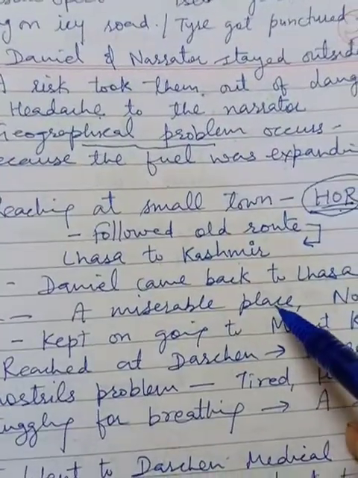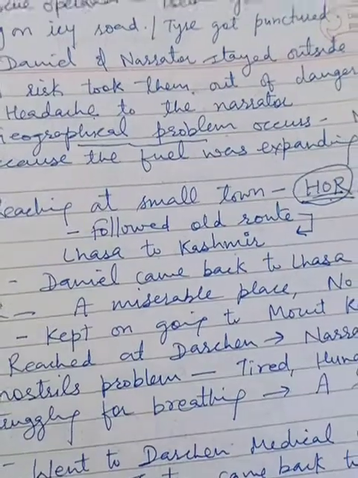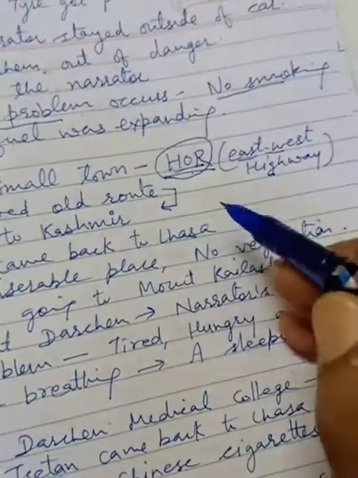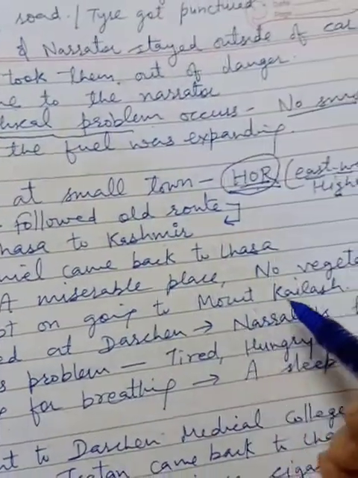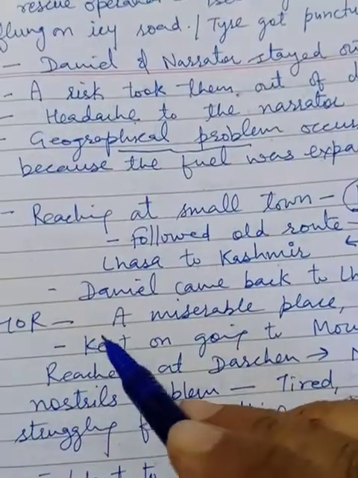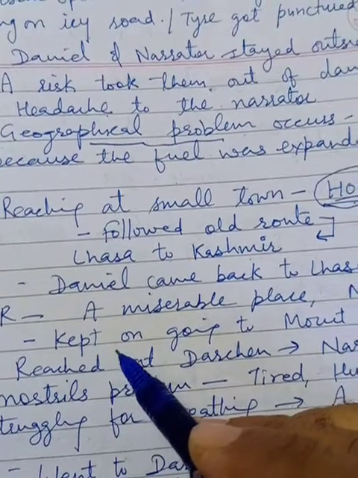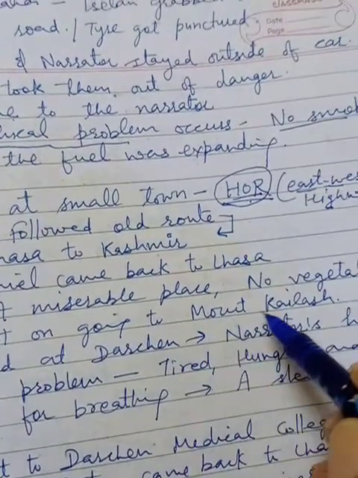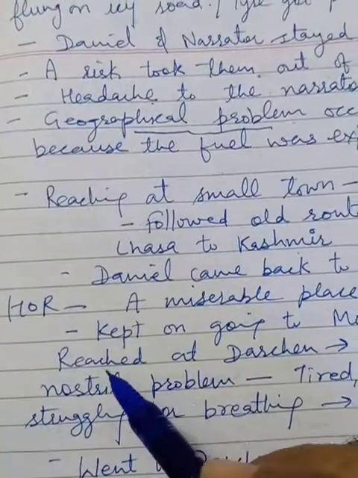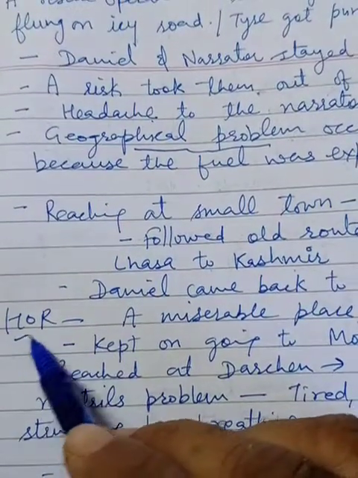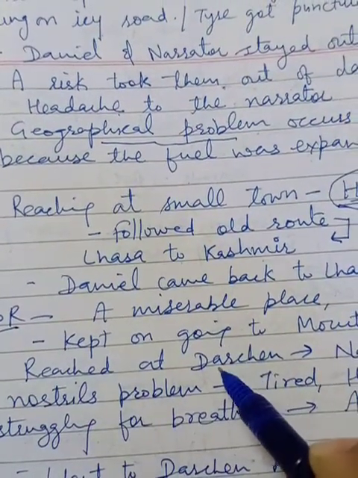Then at Khor, what do we find? Khor is a miserable place, a very pitiable place, you can say. There was no vegetation at all. They kept going to Mount Kailash, but they did not stop there for a long time. They kept their journey on to Mount Kailash. After Khor, they reached the location Darchan.